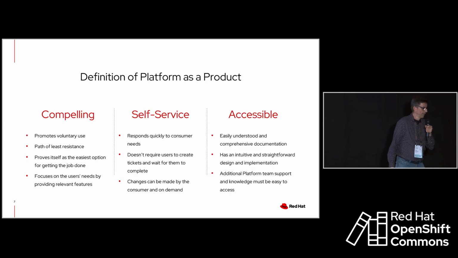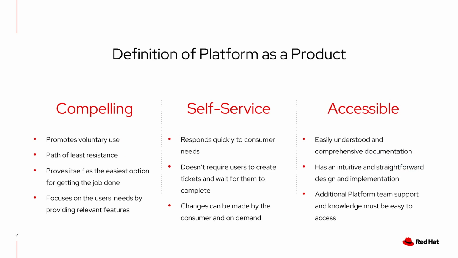So what's the definition of a product, or a platform as a product? What does GCOP, or a product, need to have? It must be compelling. It must deliver a great experience. What we want is that the platform is easy for them to use. It needs to get the job done. It needs to focus on the consumer needs. It doesn't matter if I build the best platform if no one wants to use it.